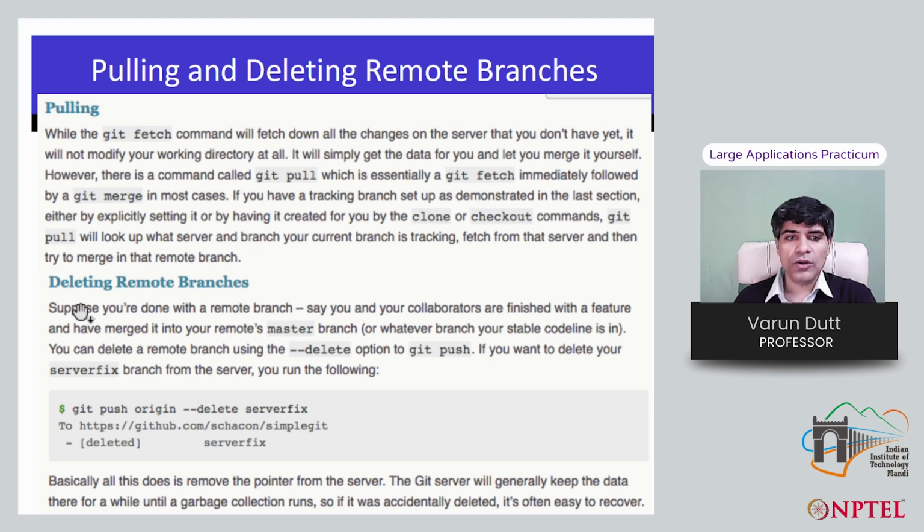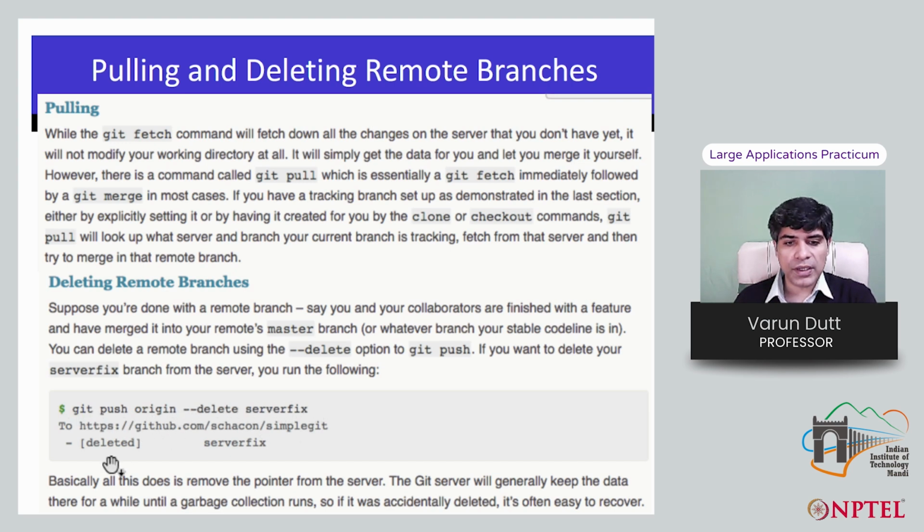So we can also delete remote branches. Suppose you are done with the remote branch, say you and your collaborators are finished with a certain feature, and you have merged it into your remote master branch or whatever branch your stable code line is in. You can delete the remote branch by using the delete option with git push. If you want to delete your server fix branch from the server, you run it like this: git push origin --delete serverfix.